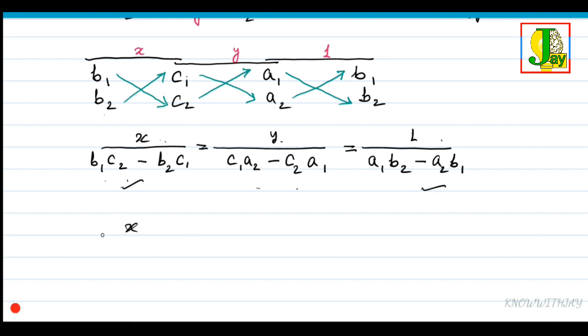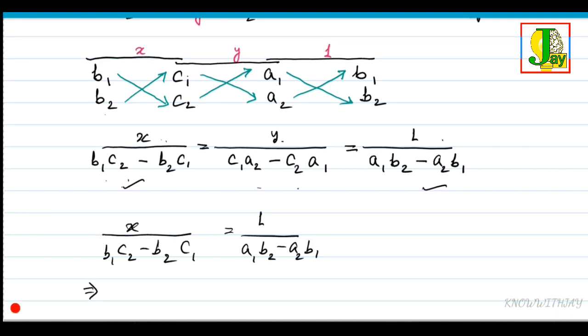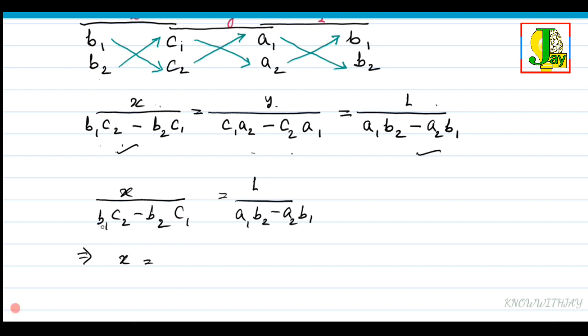So we get x by b1 c2 minus b2 c1 equals 1 by a1 b2 minus a2 b1. So x equals, this whole thing goes to the numerator, b1 c2 minus b2 c1, whole thing by a1 b2 minus a2 b1.